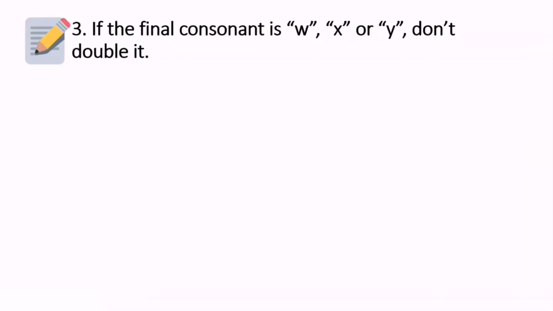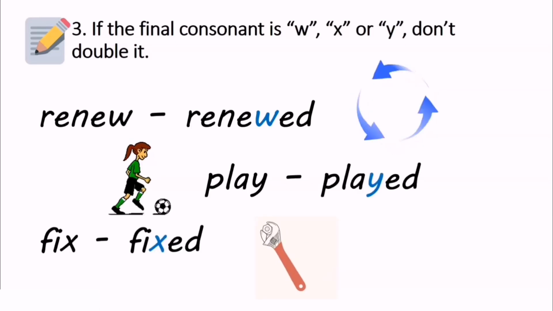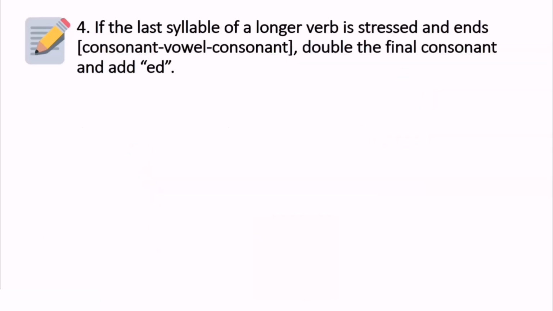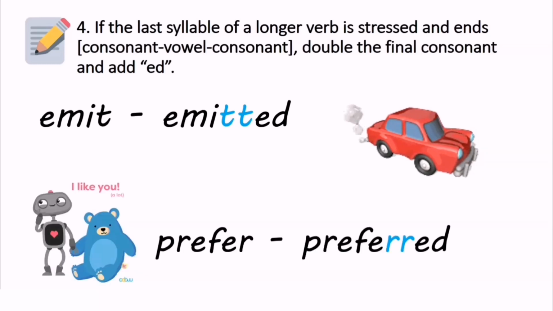If the final consonant is W, X, or Y, don't double it. Examples: renew, renewed; play, played; fix, fixed. If the last syllable of a longer verb is stressed and ends with consonant-vowel-consonant, double the last consonant and add ed. Look at the following examples. Emit, emitted; prefer, preferred.